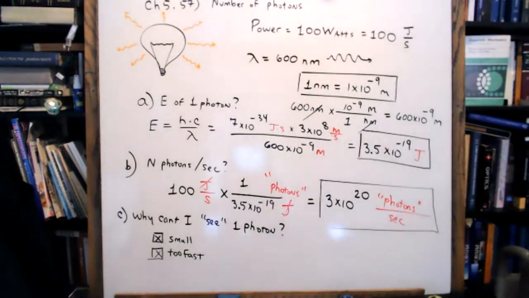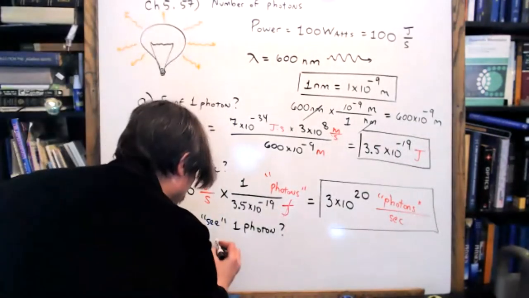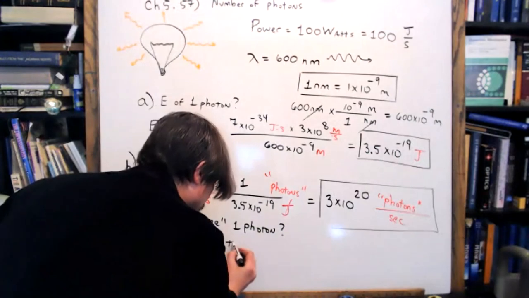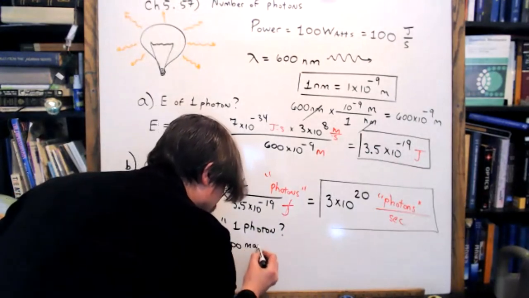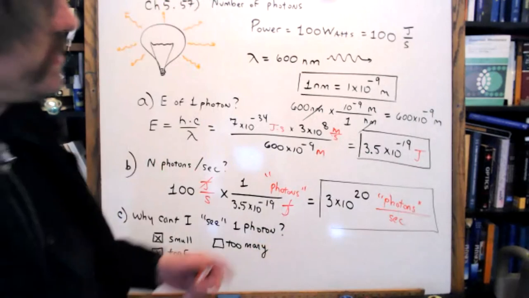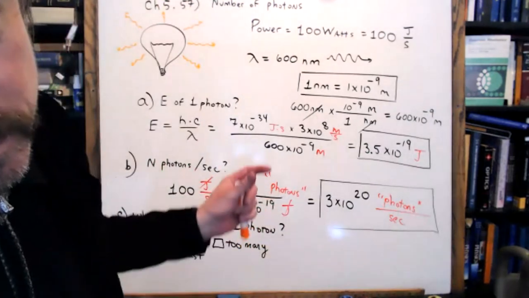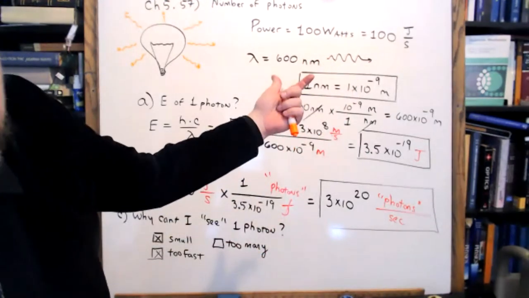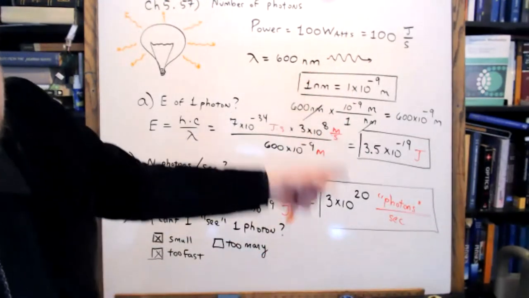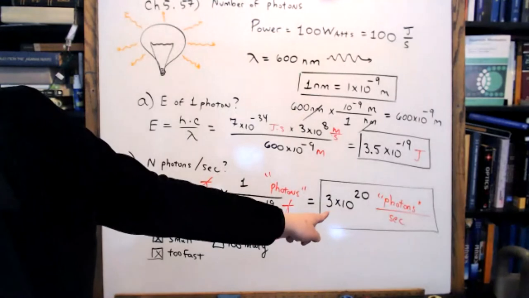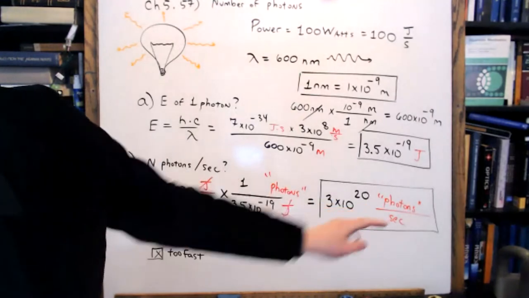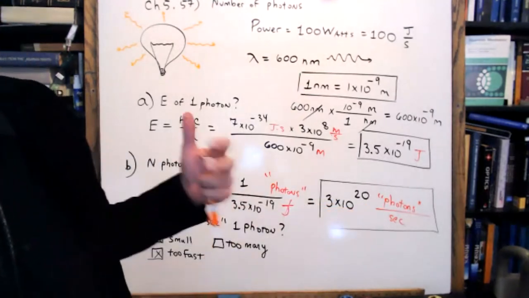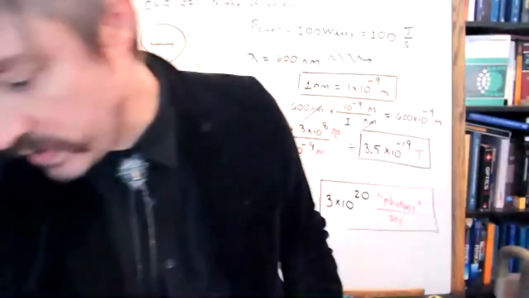Oh, too many. I'm so glad you said that. I was thinking it was too big, but... Well, when you say it's too big, I assume you're talking about one photon. It is not big if it's 600 nanometers. However, I think what you meant to say was there's a large number of photons coming out per second. Here's the problem with that answer.